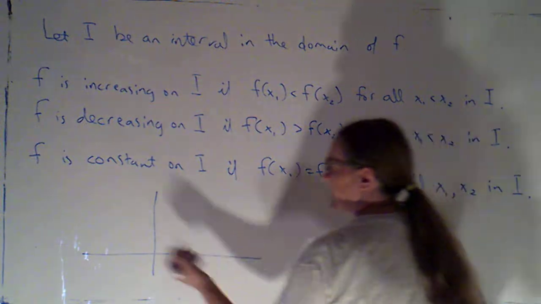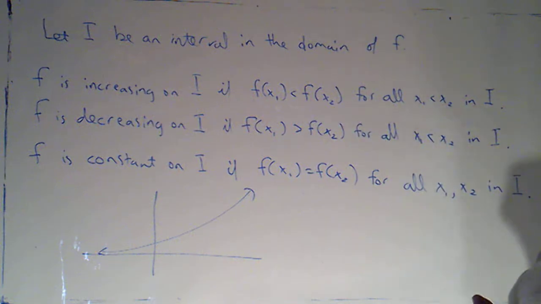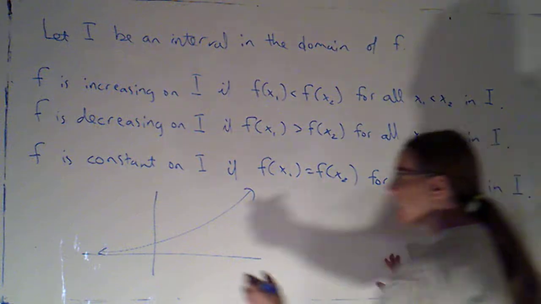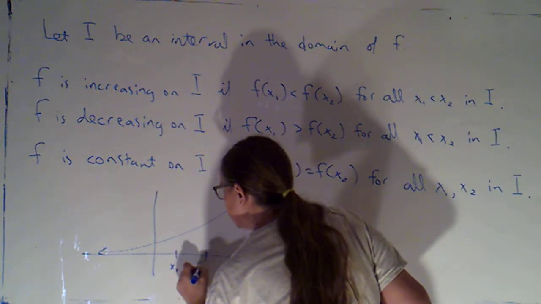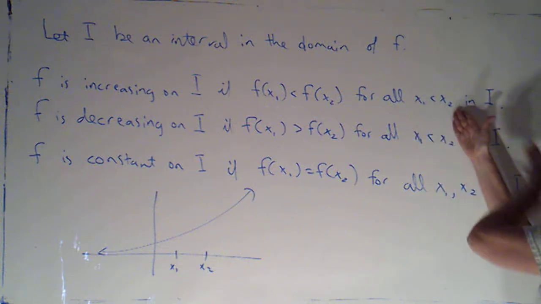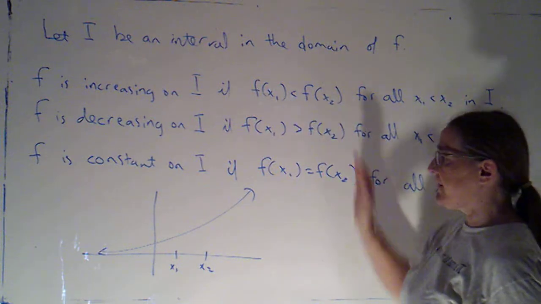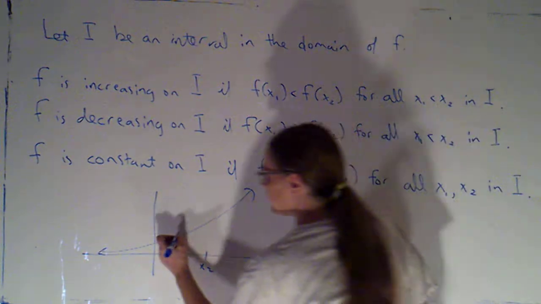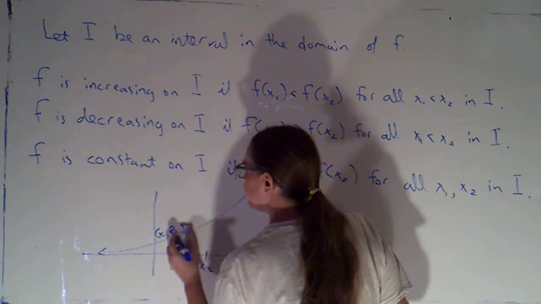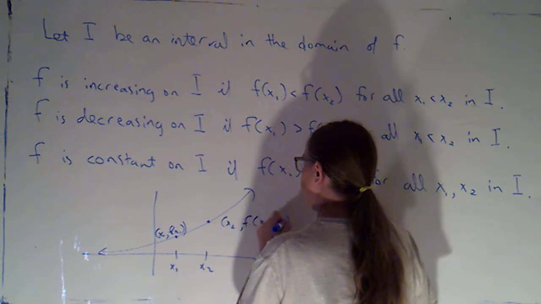Okay. So, for increasing, we say we're going to be increasing on the interval if f of x1, I'm going to just draw something that is increasing. Okay. F of x1 is less than f of x2 for all x1 less than x2 in the interval. So, if I have two x values, x1 and x2, this is saying x1 has to be smaller than x2. So that's going to be my leftmost point. And then f of x1 and f of x2, that's talking about my y values. So this point here would be x1 comma f of x1. And this point here would be x2 comma f of x2.